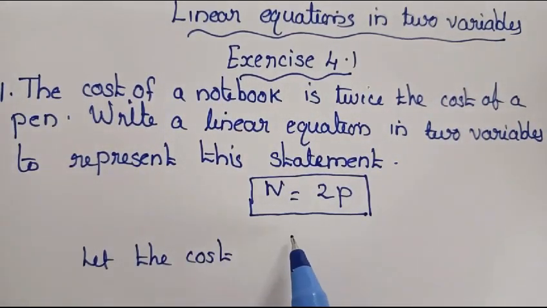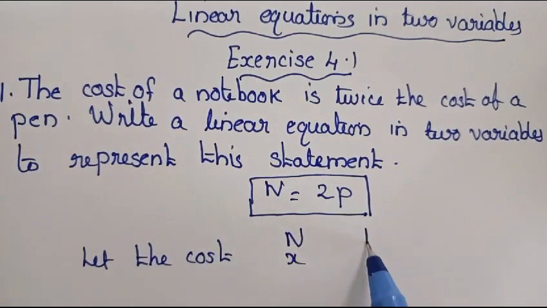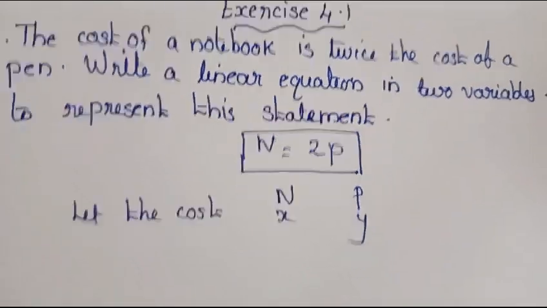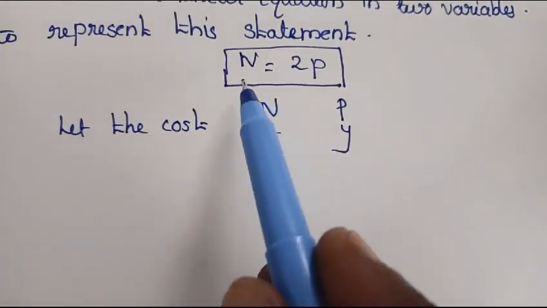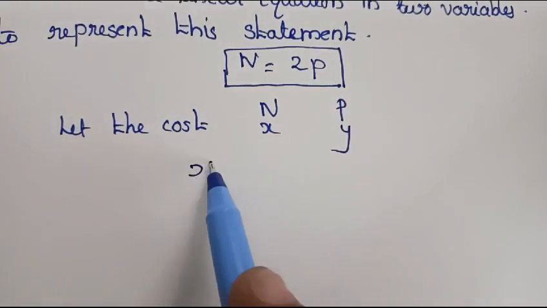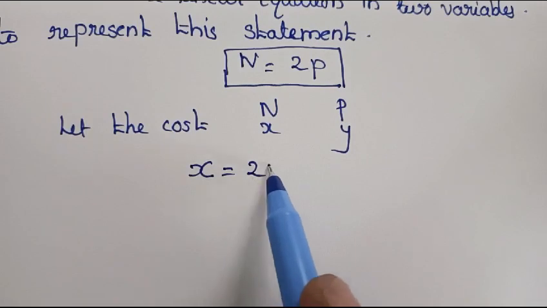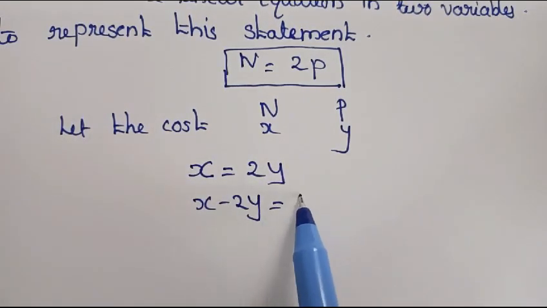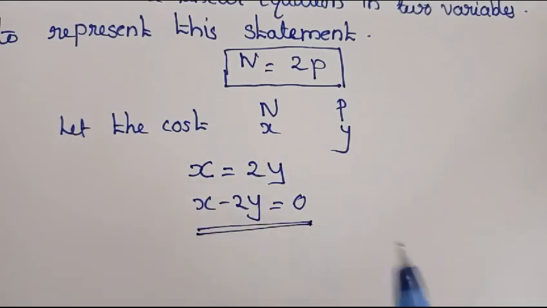Let the cost of a notebook be x and the cost of a pen be y. We are given that the cost of a notebook equals twice the cost of a pen. So x equals 2 times y, or we can write x minus 2y equals 0. This is the required linear equation in two variables.